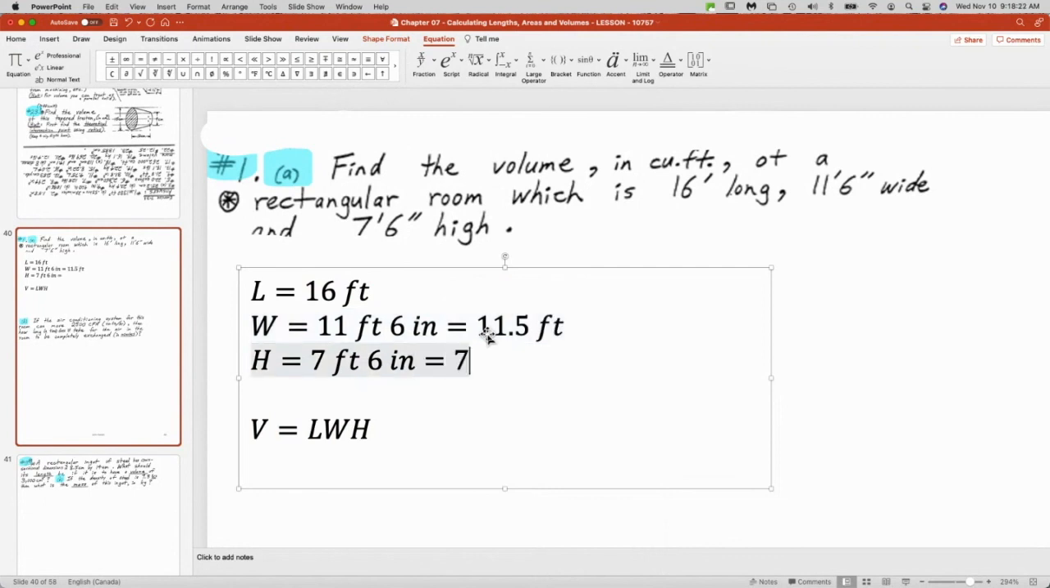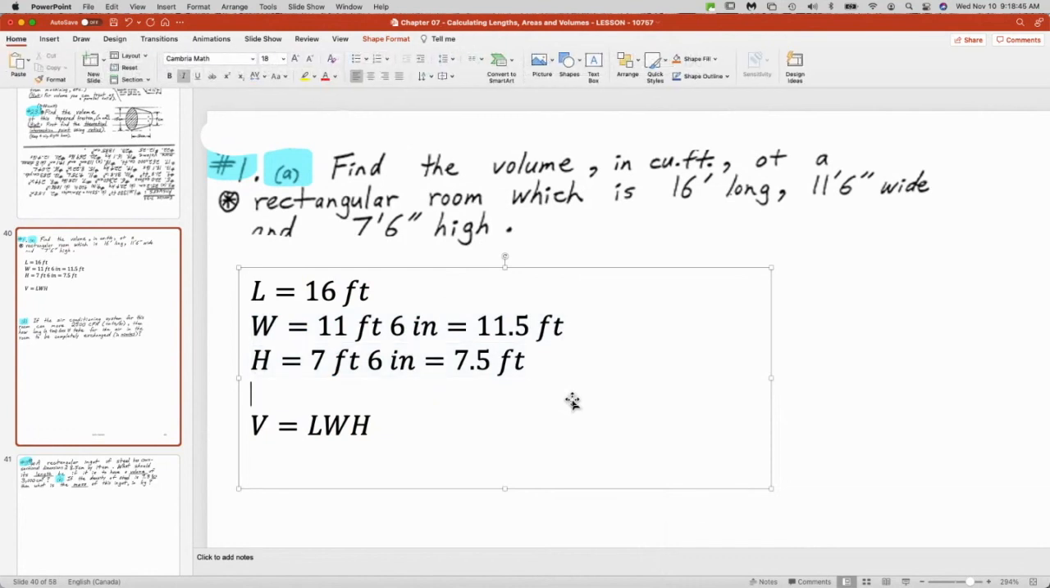And this is going to be 7.5 feet. Thank you, Huria, and thank you, Nicholas. Yeah. So did anybody make the rookie mistake? You don't have to say it in the chat, but did anybody put 11.6? If you put 11.6, you fell into the trap, okay? So don't fall into the trap. Remember that inches, you got to divide by 12.